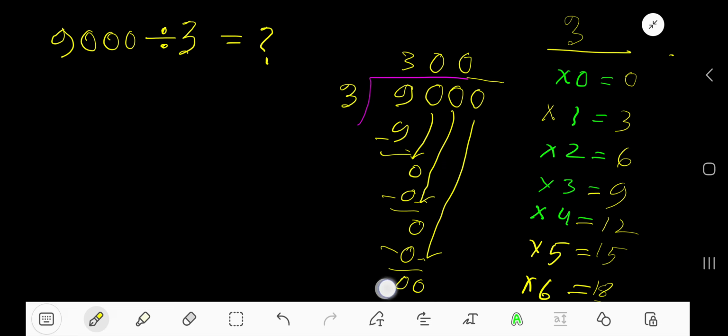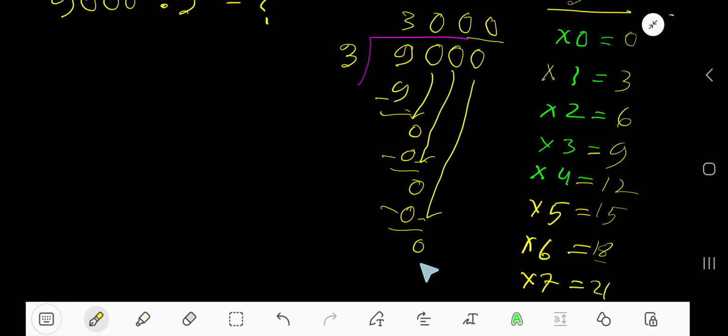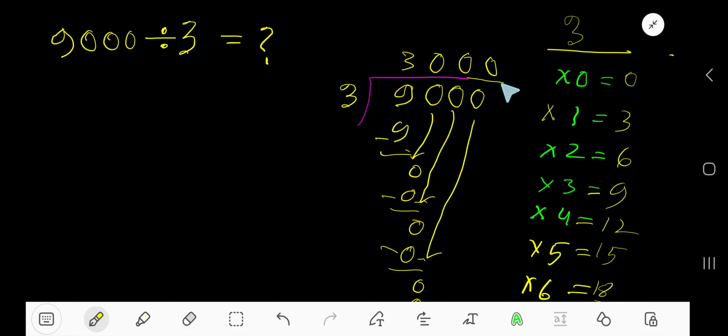0, 0 means 0. 3 goes into this 0, 0 times. So 0 times 3, 0. Subtract 0. As your remainder is 0, so 3000 is our answer or quotient.